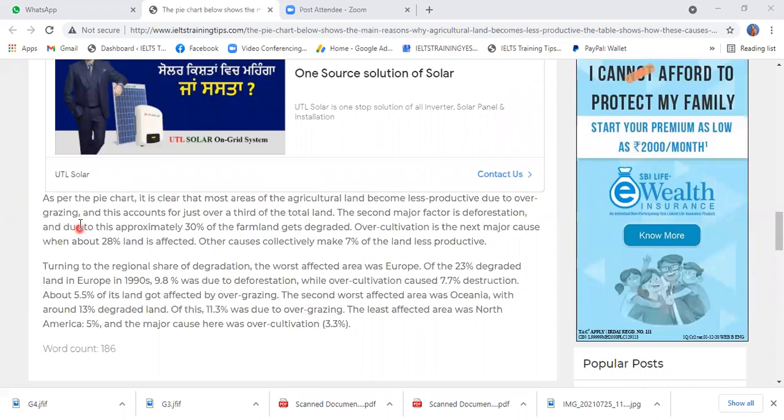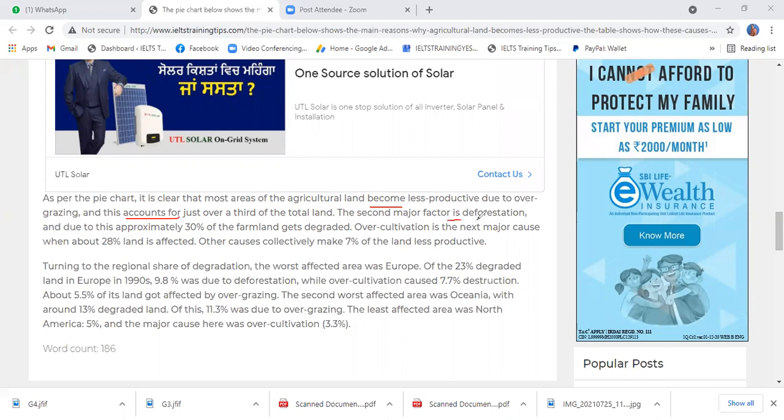Now I go with the pie chart. As per the pie chart, it is clear that most areas of the agricultural land become less productive due to overgrazing, and this accounts for just a third of the total land. So you are telling "become less productive", simple present tense. "Accounts for", simple present tense.